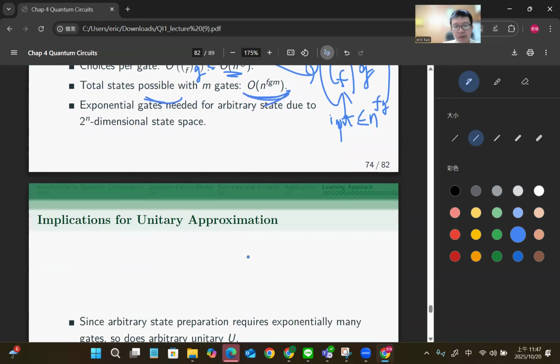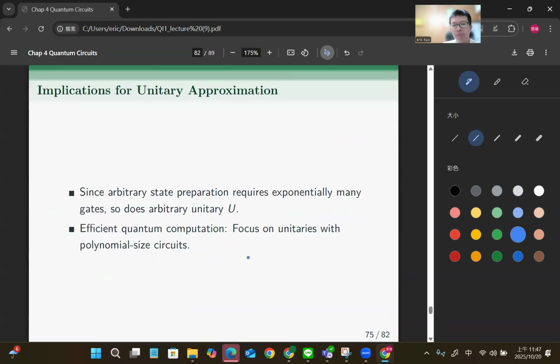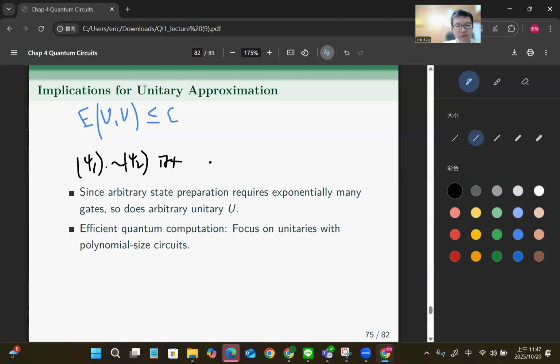Now the problem is that the set of circuits is uncountable, so we need to do some approximation. The idea is that we use the previous error bound. We identify two states as the same if their Euclidean difference is at most epsilon. That is, we identify psi 1 with psi 2 if their Euclidean difference is at most epsilon. This is called the epsilon-ball method.